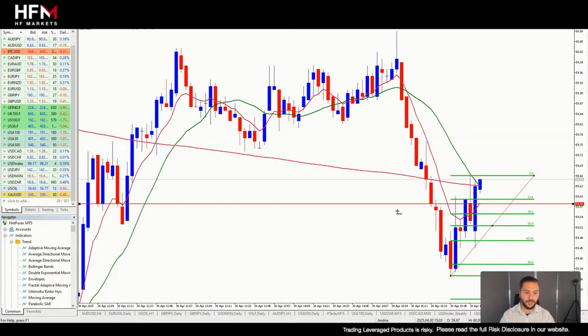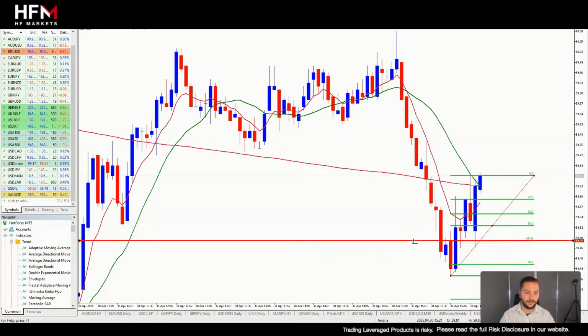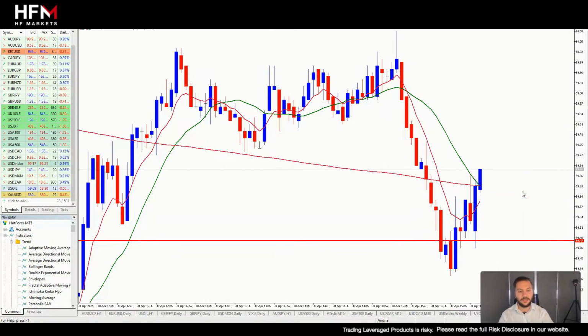65% of the retracement, ladies and gentlemen, is here. So 65% is there. If it declines below that, then that's potentially an indication of further downward price movement.